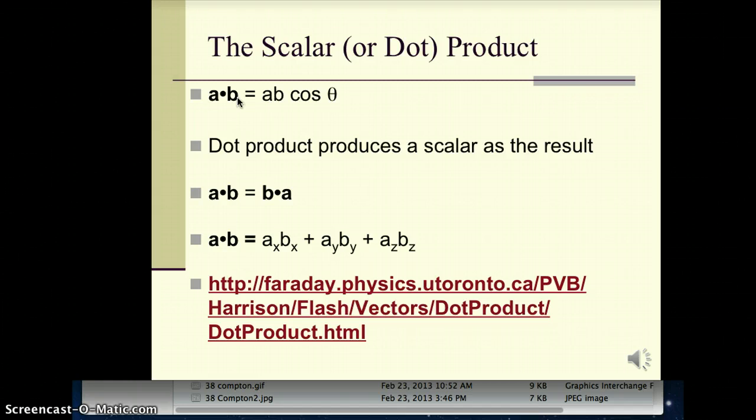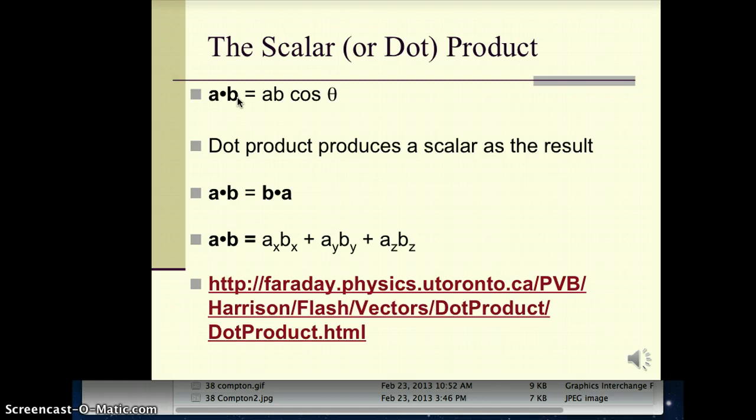If we skip down to the fourth bullet on this graphic, we can do A dot B in components again. And again, it's a very simple formula. We multiply the x components, add them to the product of the y components, add that to the product of the z components, and that is A dot B: AxBx plus AyBy plus AzBz. Now from this form, it's very easy to see that A dot B is also the same thing as B dot A. Again, the order doesn't matter.